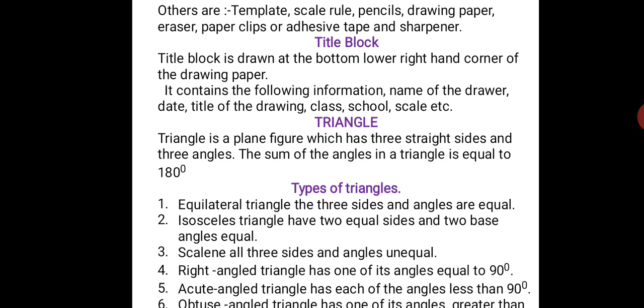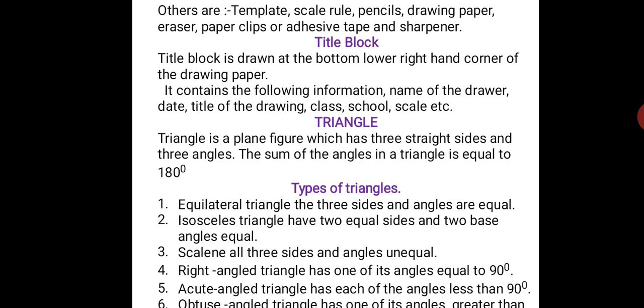Now, triangle. What is a triangle? Triangle is a plane figure which has 3 straight sides and 3 angles. The sum of the angles in a triangle is equal to 180 degrees. No matter how a triangle is drawn, if you check the angles in the triangle, the 3 angles must give you 180 degrees. Now we have types of triangles.